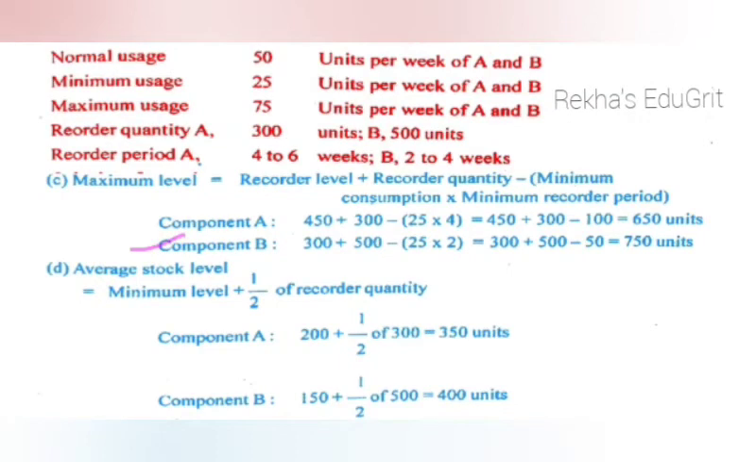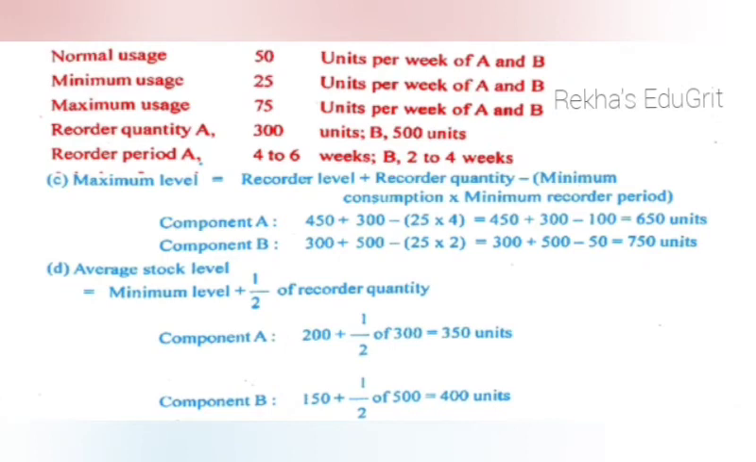Component B: the reorder level, which we calculated earlier, is 300, plus the reorder quantity given in the question, 500, minus the minimum consumption given in the question, 25, into the minimum reorder period, which for B is 2. So first we calculate the minimum consumption into the minimum reorder period: 25 into 2 will get 50. Then we add 300 plus 500, then minus 50 from that, and we get 750 units.